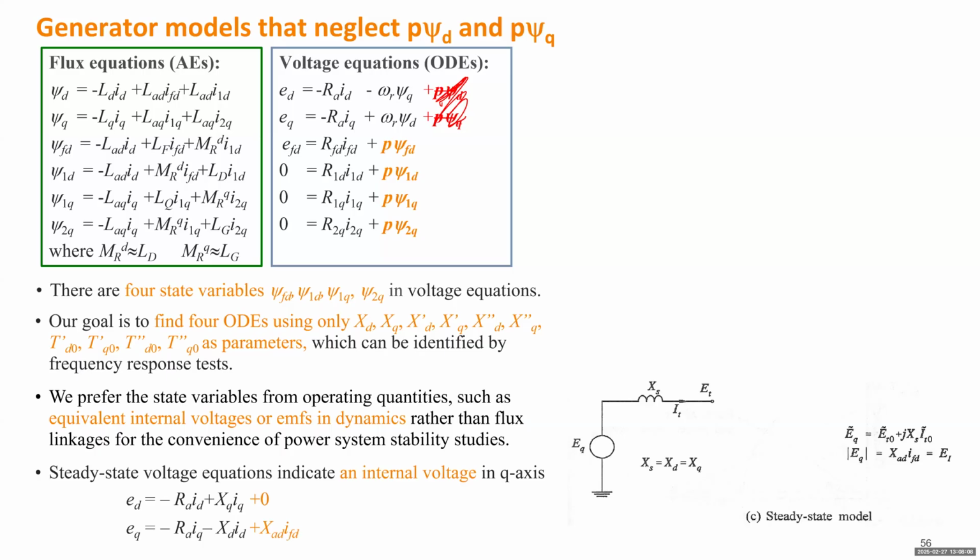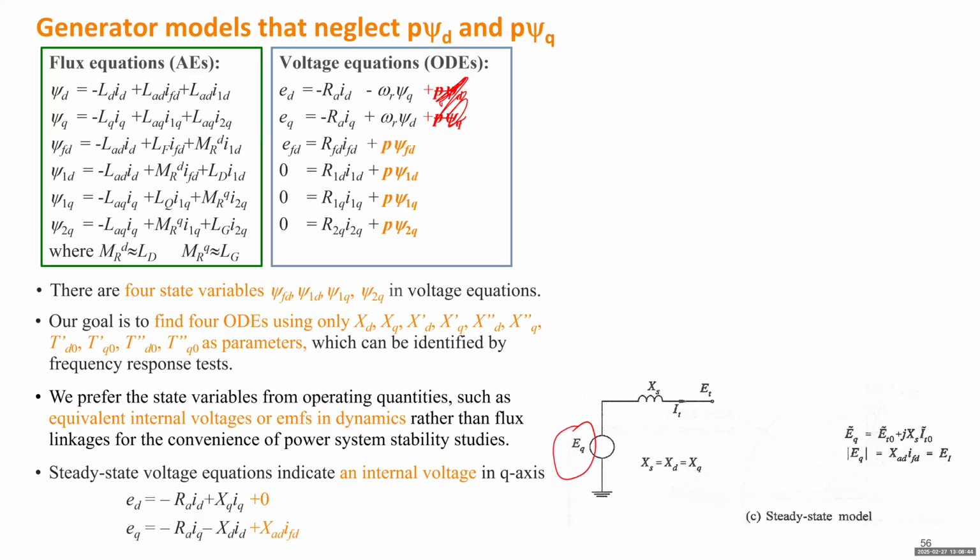So how do we do that? We can get some idea by observing the steady state voltage equation. For the steady state voltage equations, we have the equation for ED, the instantaneous voltage in the D axis, and the voltage in the Q axis. X and R here are basically just the parameters. The highlighted part together forms an internal voltage, which we know is actually the EQ.